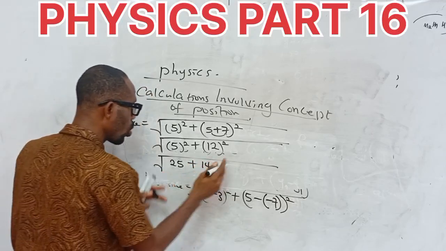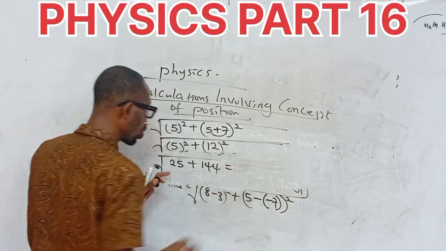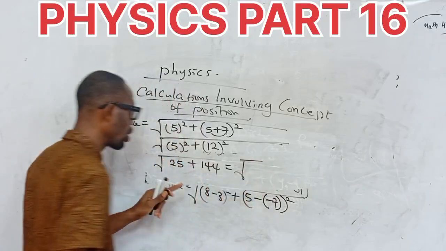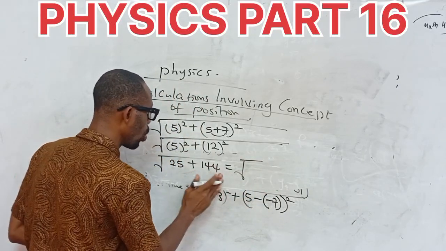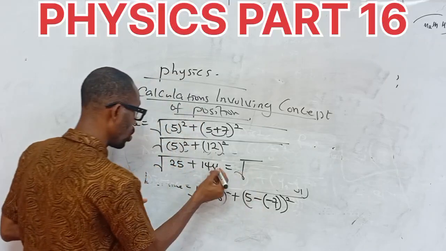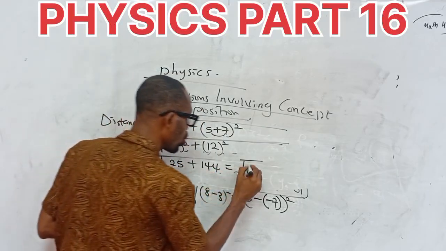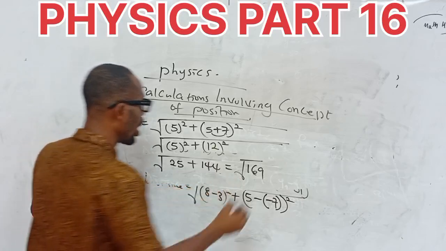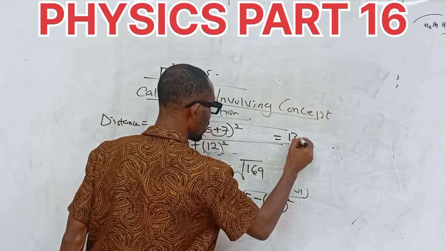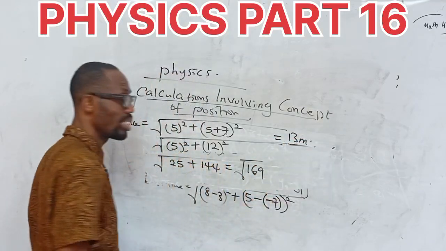So when you add it, what do you have? Which will be equal to the square root of what? When you add 25 and 144, it will give you 169. And what is the square root of 169? Your answer will be 13 meters. That is the distance.